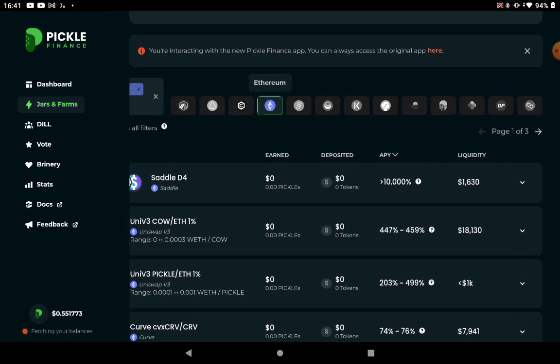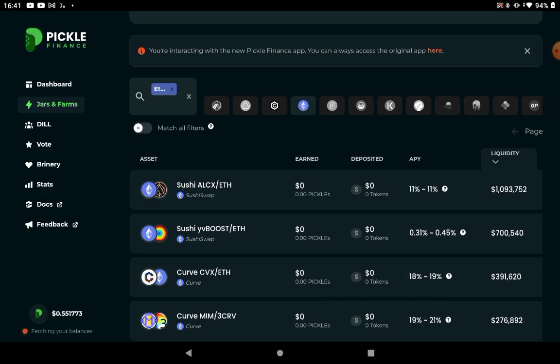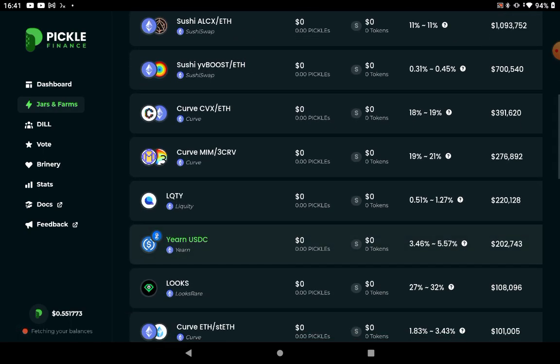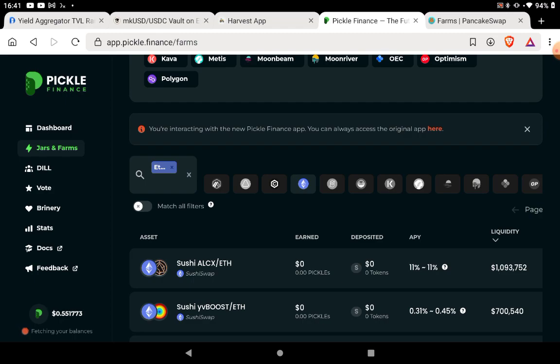Let me go here on liquidity, just sort this out by liquidity. And again, it shows us different stuff that we were looking at on the other yield aggregators, all right? So it goes to show you, although we are looking at the same network, they will show you different menus, all right? So you can use them as a tool without being invested with them.